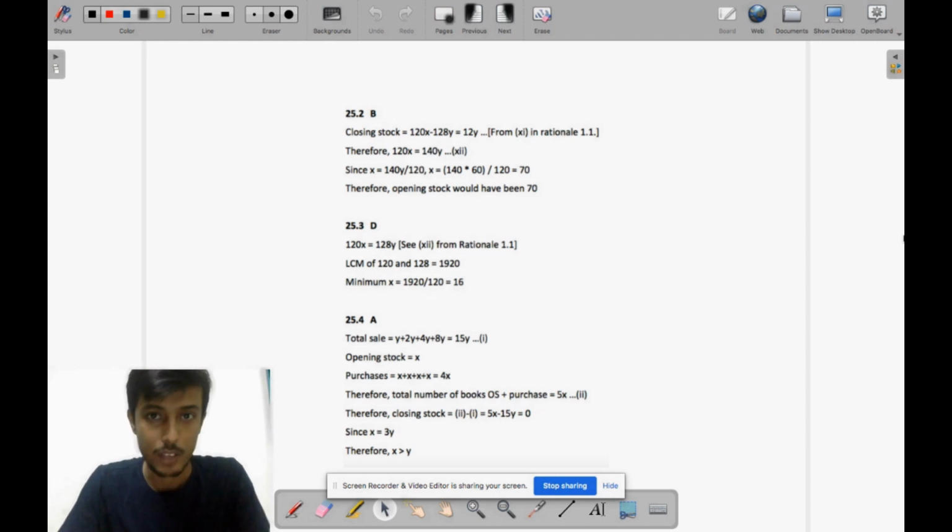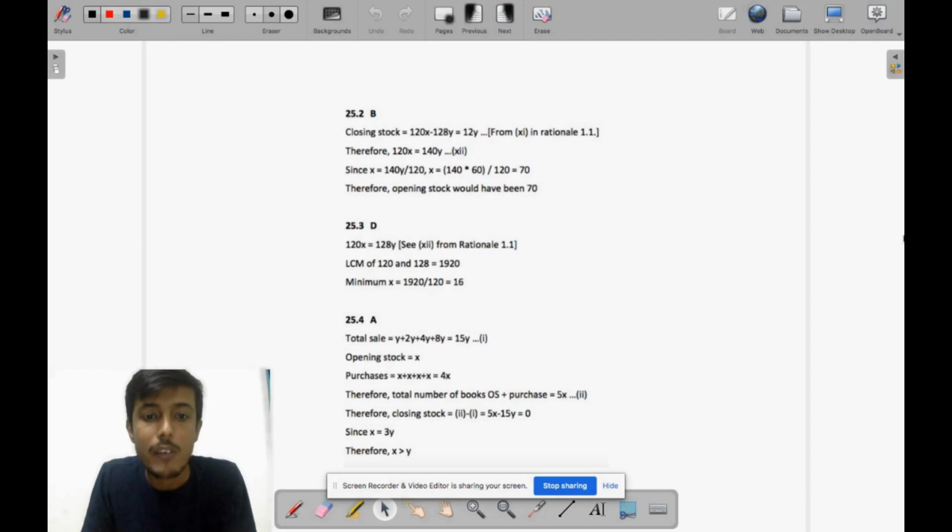Now, when you move to question number 3, it's asking for the minimum value of x, where the remainder will be 0 after the fourth sale. We saw that if y is equal to 60 and x is equal to 64, the remainder is 0 in the first question. It's asking for the minimum value that will satisfy this. So again, we go back to the equation, 120x is equal to 128y, and we have to find the minimum value of x and y.